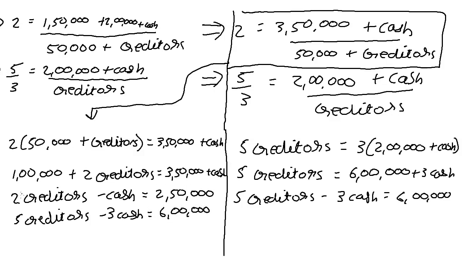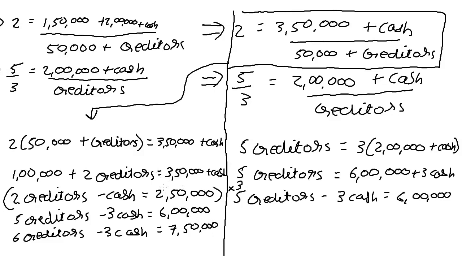Now we multiply the upper equation. It would be most convenient to multiply this entire equation by 3. The reason for that is now it will become 6 times creditors minus 3 times cash, which is equal to 7,50,000.